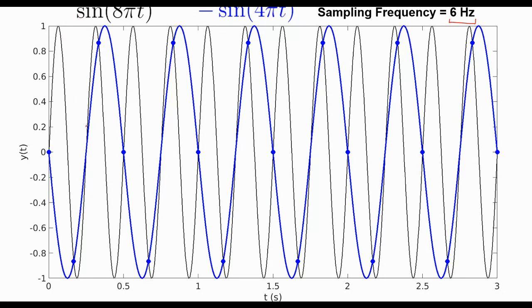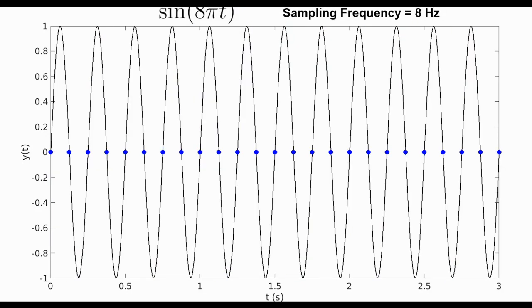So again, the black curve corresponds to sine 8 pi t, that is the 4 Hz signal, and we sample at discrete points, but the signal, you can see, appears to be that of minus sine 4 pi t. So even if I choose a higher frequency of 6 Hz, I still have this aliasing effect. So what is the frequency that we must choose so that we don't have this aliasing effect?